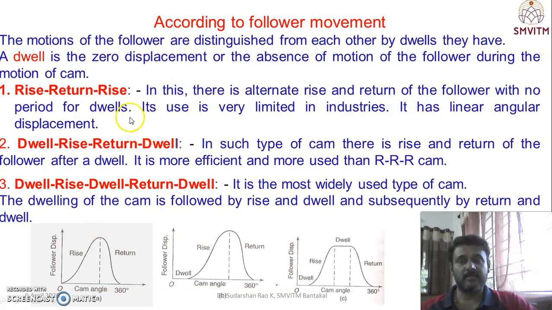According to the follower movement, the CAMs are classified into rise, return, rise. That is in this figure. So you can see there is a rise, return, then rise, and it continues.